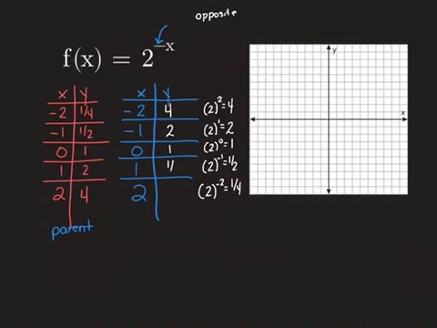So you'll notice this looks exactly like 1/2 to the x. So what this negative here in front of the x actually did is it's going to reflect across the y-axis. So this is our parent function over here. So let's go ahead, we'll plot that one in red. So same thing we've been doing, negative 2, 1/4, negative 1, 1/2, 0, 1, 1, 2, and 2, 4.